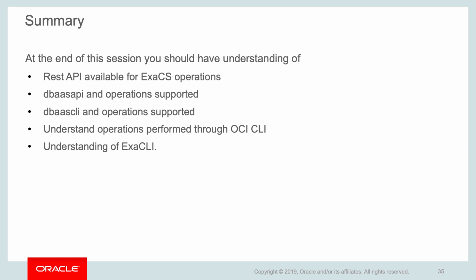So with this, I'm going to summarize this session. What we have seen in this particular module is the different options on REST API which are available for Exadata Cloud Service operation. We discussed the DB API as well as the DB CLI, and also looked at a few of the operations which are supported by them. We got an understanding of how to configure and install OCI CLI, and some of the basic operations which can be done. We saw it through examples, and we also discussed the ExaCLI component, and saw some of the use cases of that one.